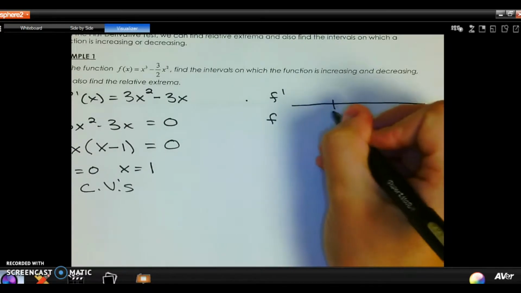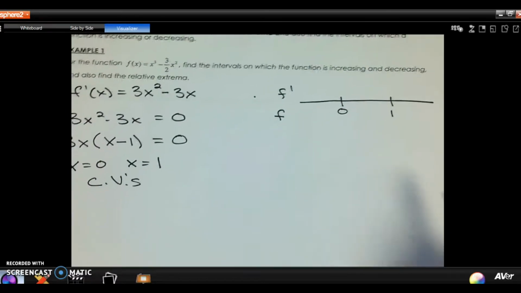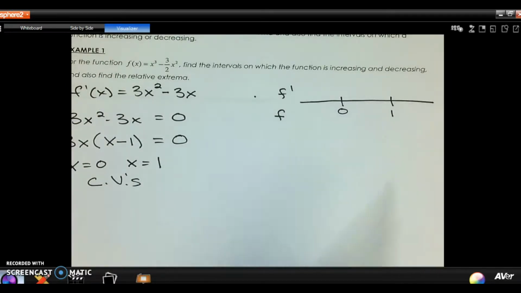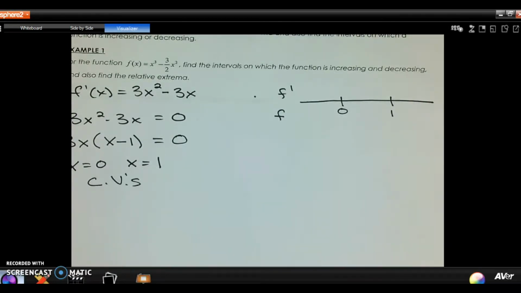I'm going to put 0 here and 1 there. They have to go in order, like a number line, so 0 is to the left of 1. If there was a negative, it would have to go to the left of 0. So I put those on there, and then what I'm going to do is plug in.